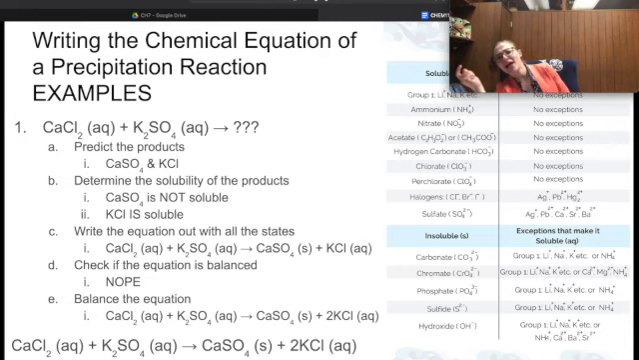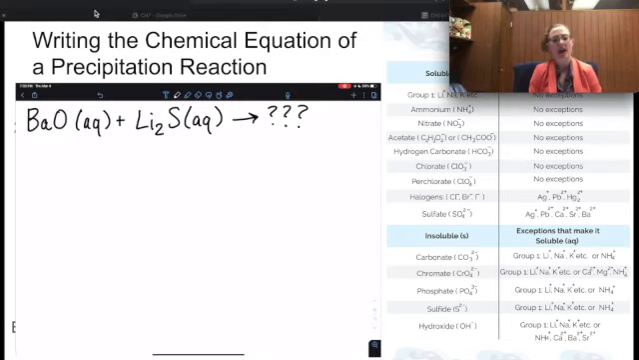Now let's go ahead and do another example while we're at it. So we're going to work through another example here that you see up on your screen. We have barium oxide reacting with lithium sulfide.